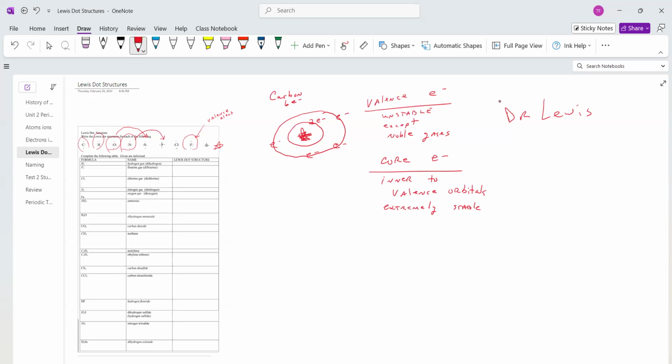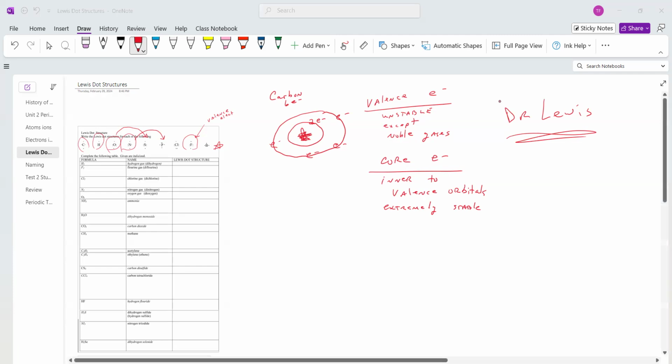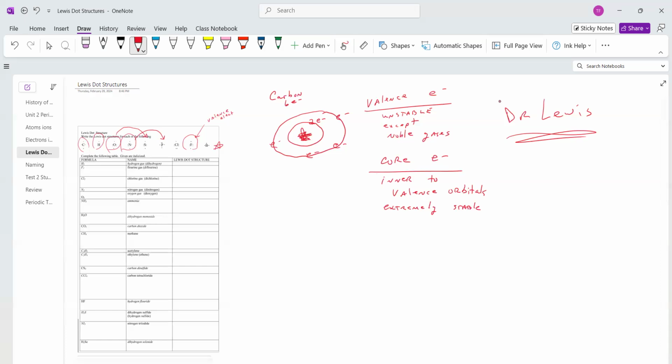So what he thought, and it's still true today, is that there are two kinds of electrons. Ones that are extremely stable and ones that are not. We're going to call the super stable ones core electrons. Now, if something is super stable, it doesn't want to change. It wants to stay super stable.